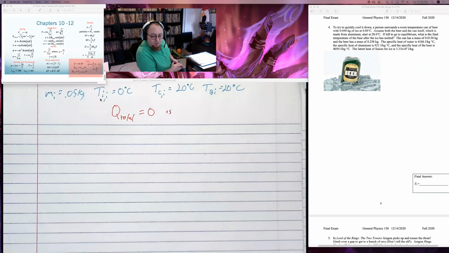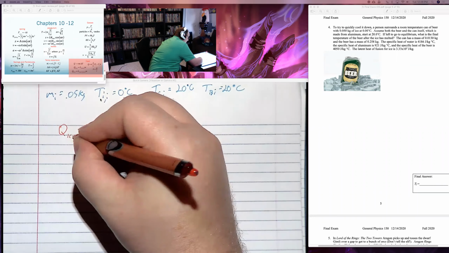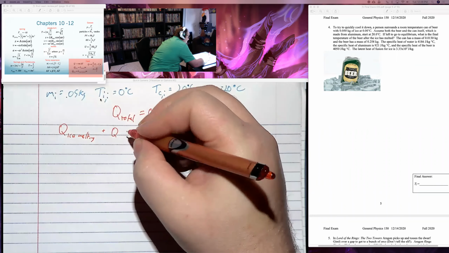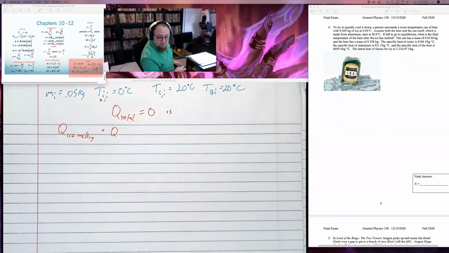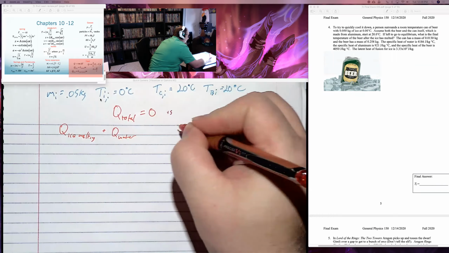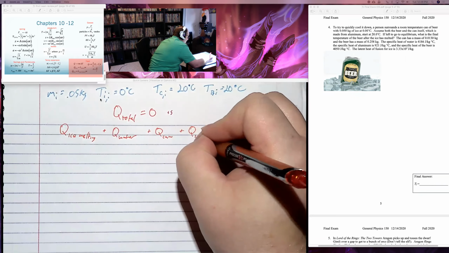Now, Q total, 3 things are happening here. We have Q of the ice melting. We also have, once the ice melts, the ice becomes water, so we also have Q of what was once ice and is now water heating up. And then we have cooling, the can and the beer.